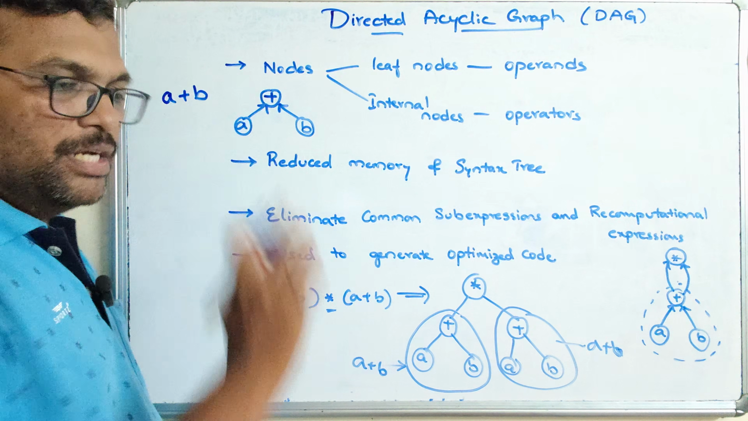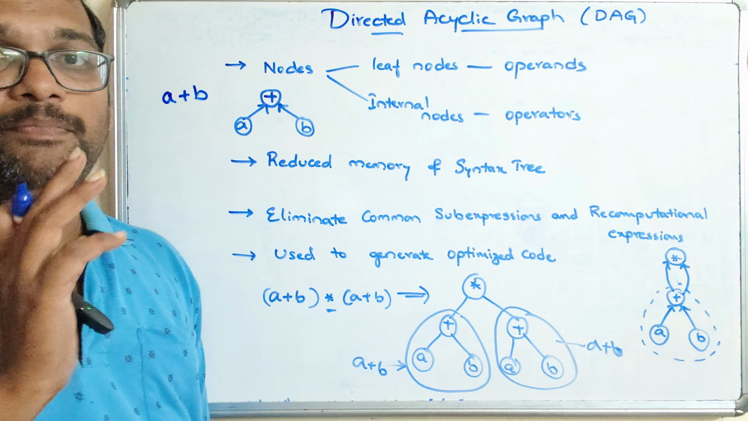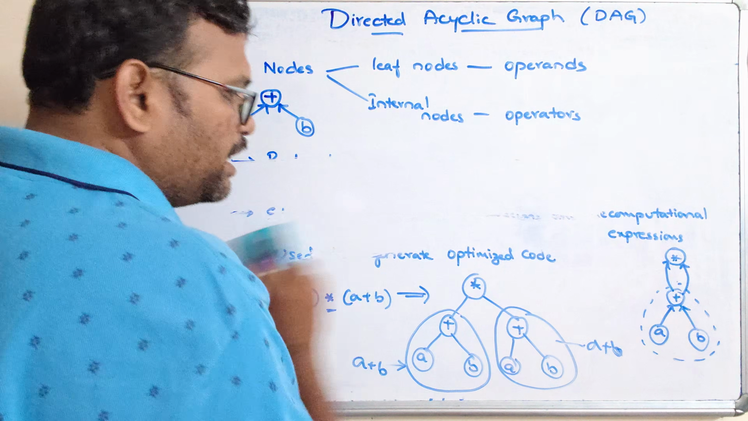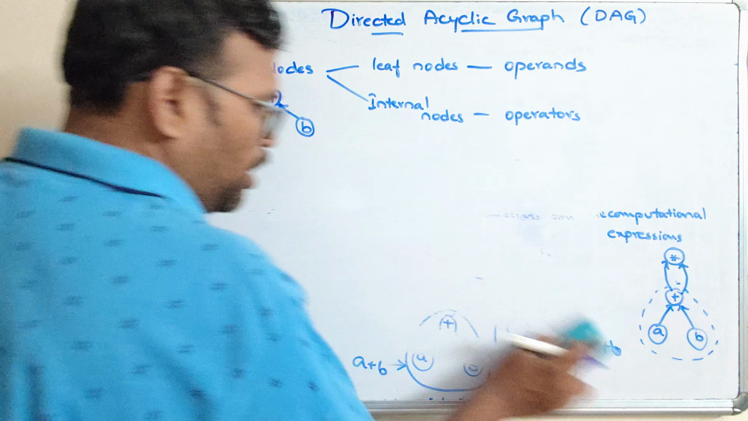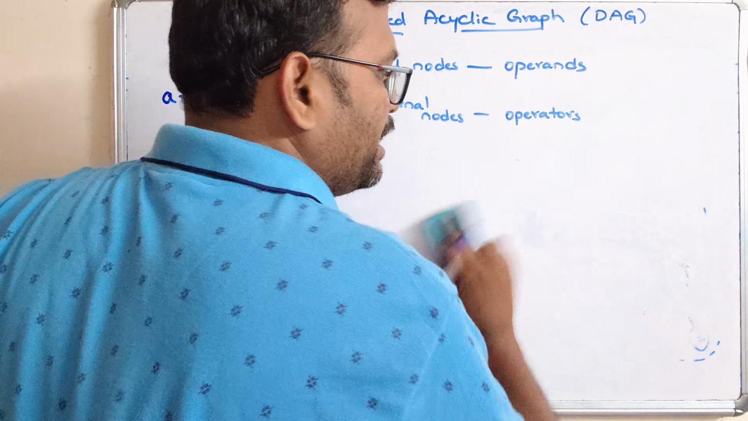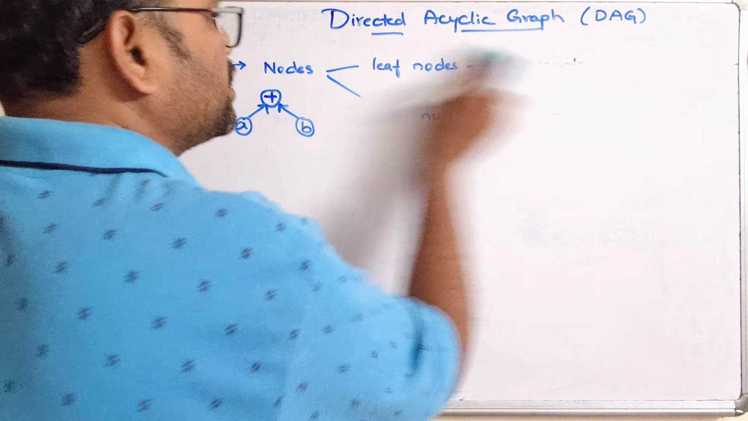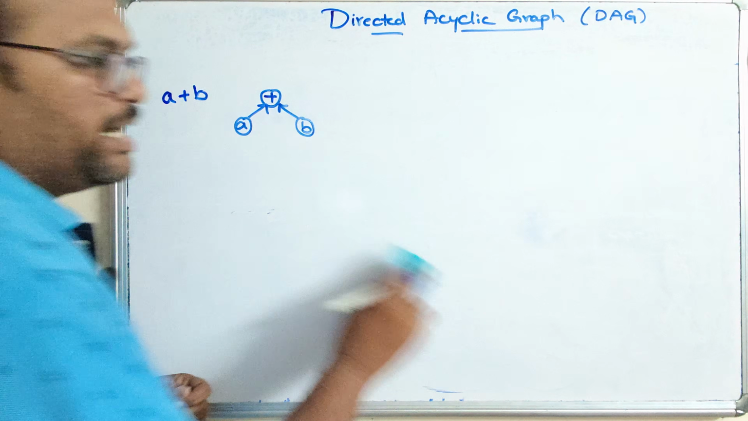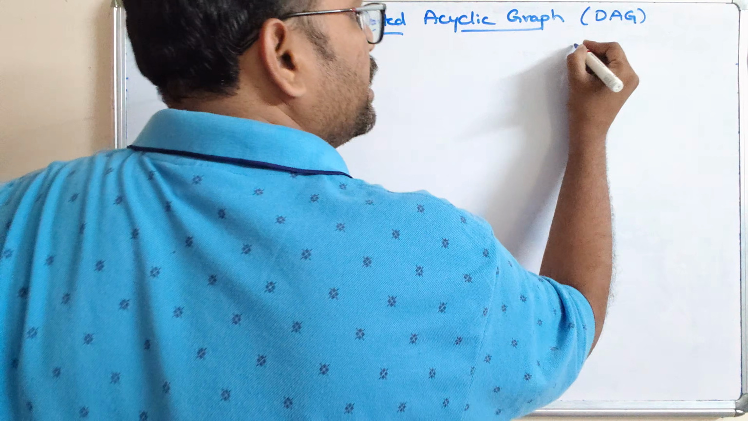So for any kind of expression we can construct this directed acyclic graph, and now we will see a few examples of how to draw the directed acyclic graph for a few expressions. One thing we need to remember for constructing this directed acyclic graph is operator precedence.